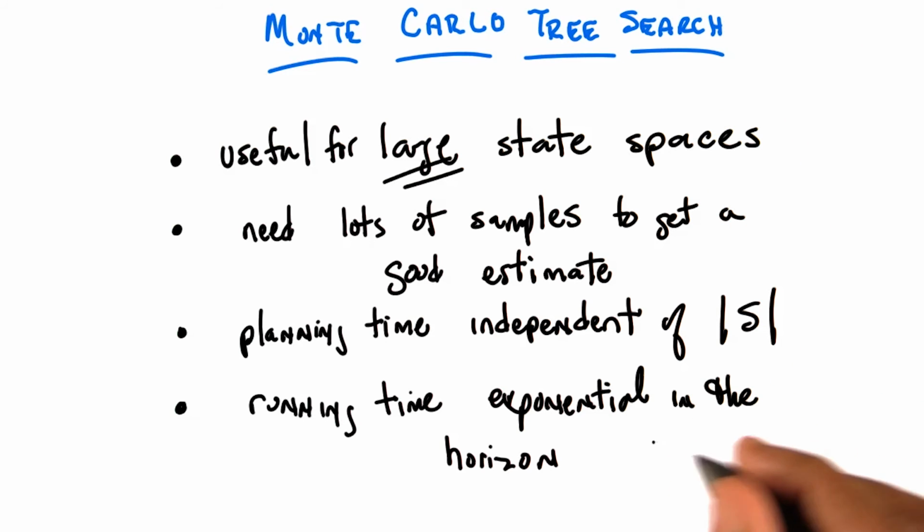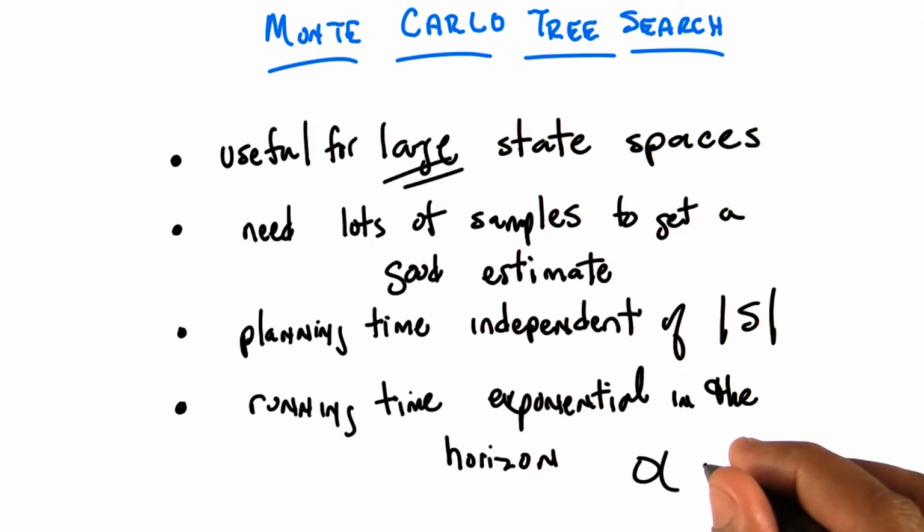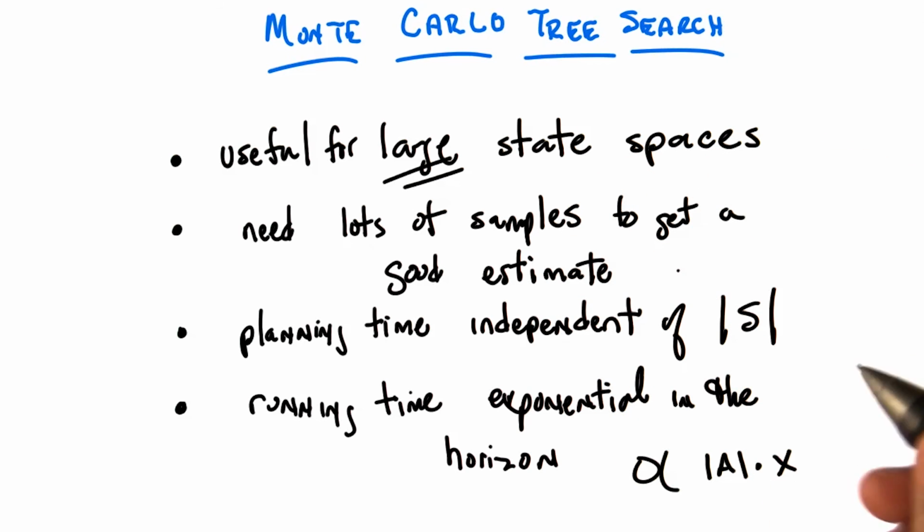Actually, due to Kearns and his colleagues, we actually know exactly what the running time is. It is big O of the size of your action space, which makes sense because that's your branching factor. And I need another variable here. Let's call it X, which is how many steps you're going to actually run the thing for in that loop that I did before, raised to the horizon.